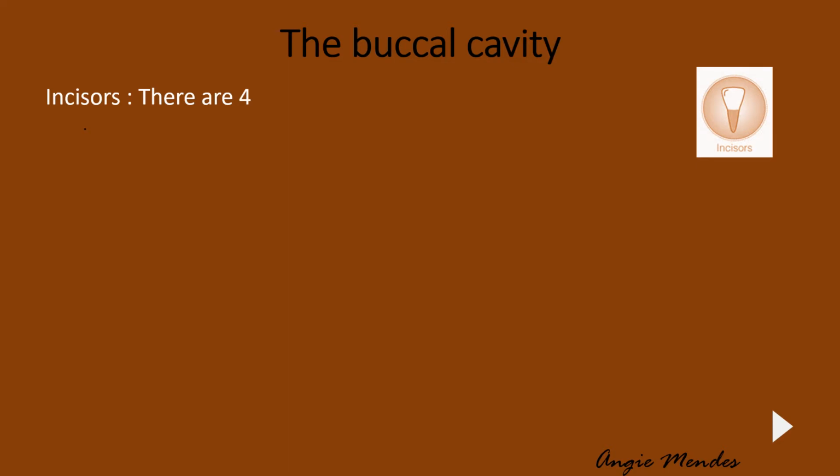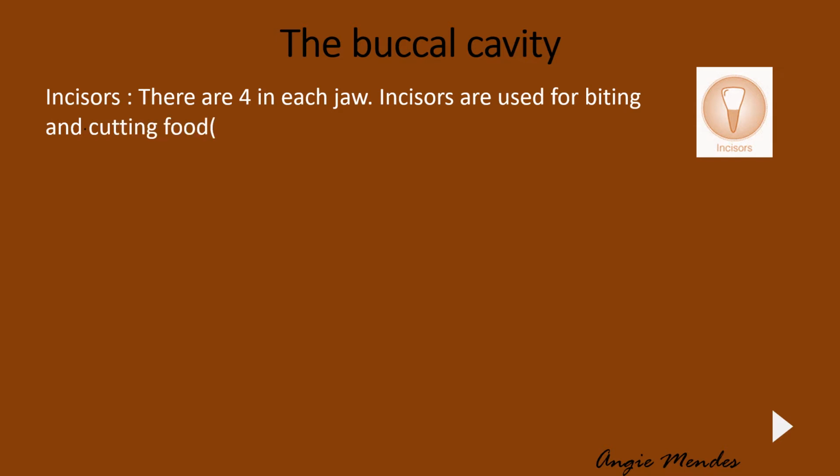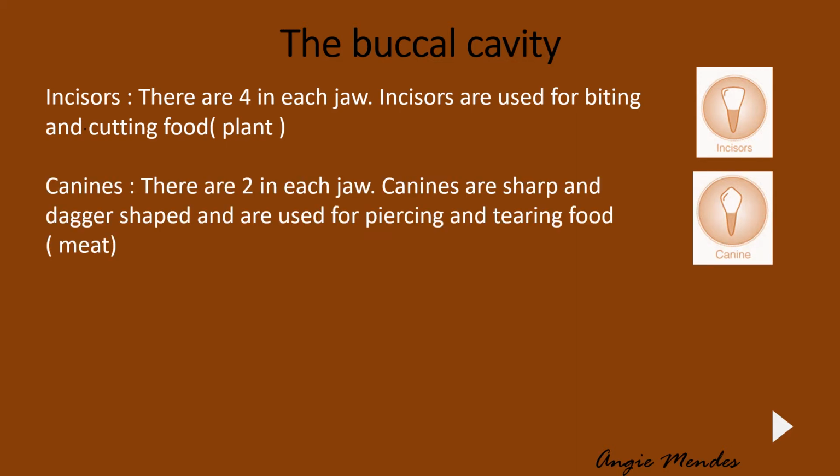Incisors. There are four in each jaw. Incisors are used for biting and cutting food, mainly plant-based food. Canines. There are two in each jaw. Canines are sharp and dagger-shaped and are used for piercing and tearing food, mainly food that is meat-based.